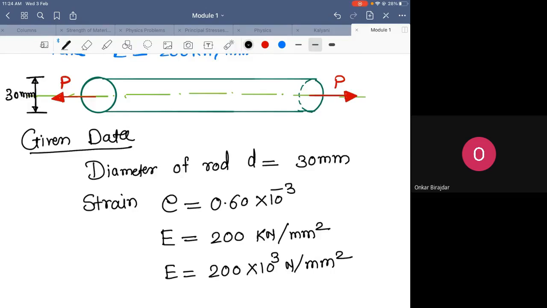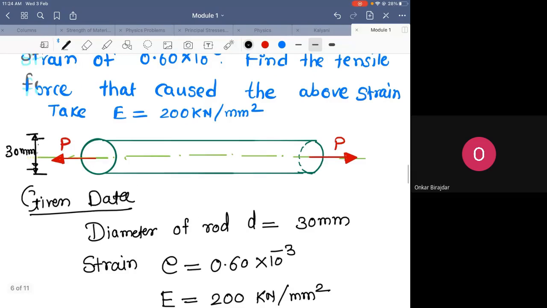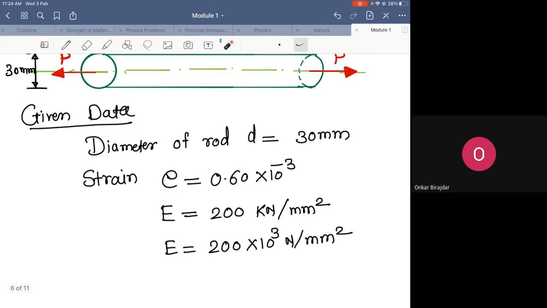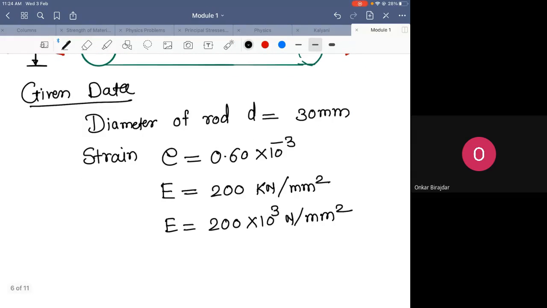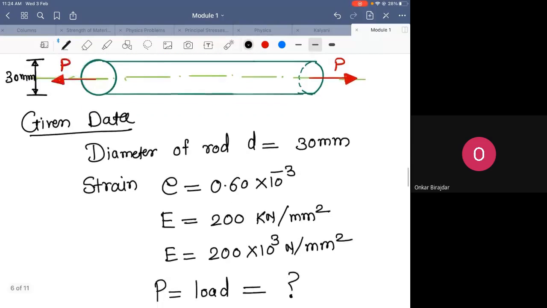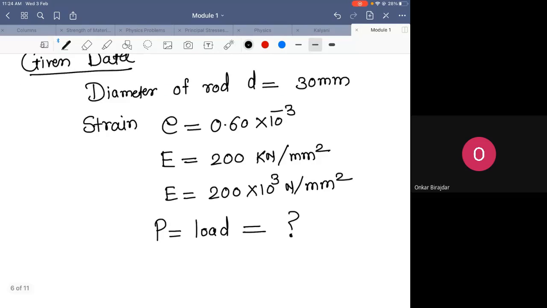Three things are given. And what is asked to calculate? Calculate the force P under which this much strain gets developed in the rod. My interest is to calculate the force P. How can I calculate P, the load to which the rod is subjected? I don't know. So how can I proceed? Length of the rod is also not given.